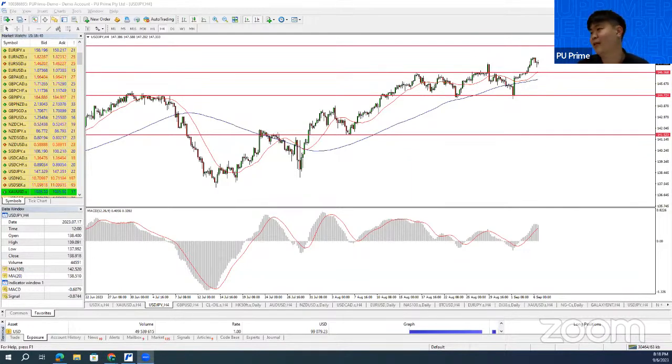And then the biggest catalyst that caused the Japanese yen to drop so significantly was also some currency intervention statements from the Bank of Japan. You can notice that recently a lot of Japan's policymakers started to make statements.